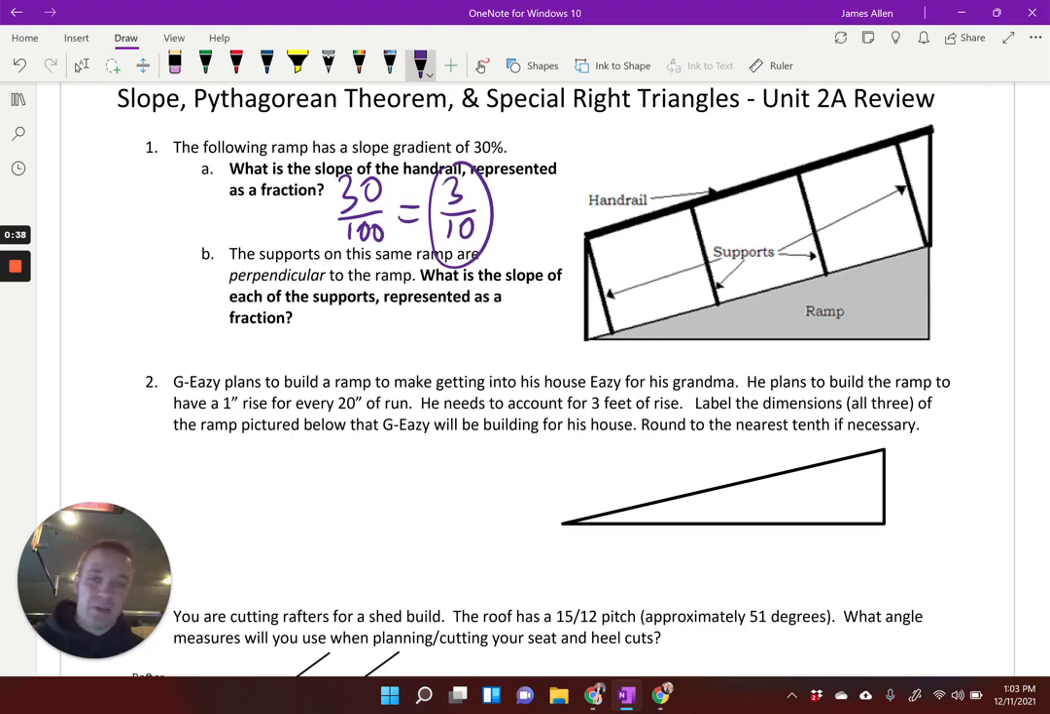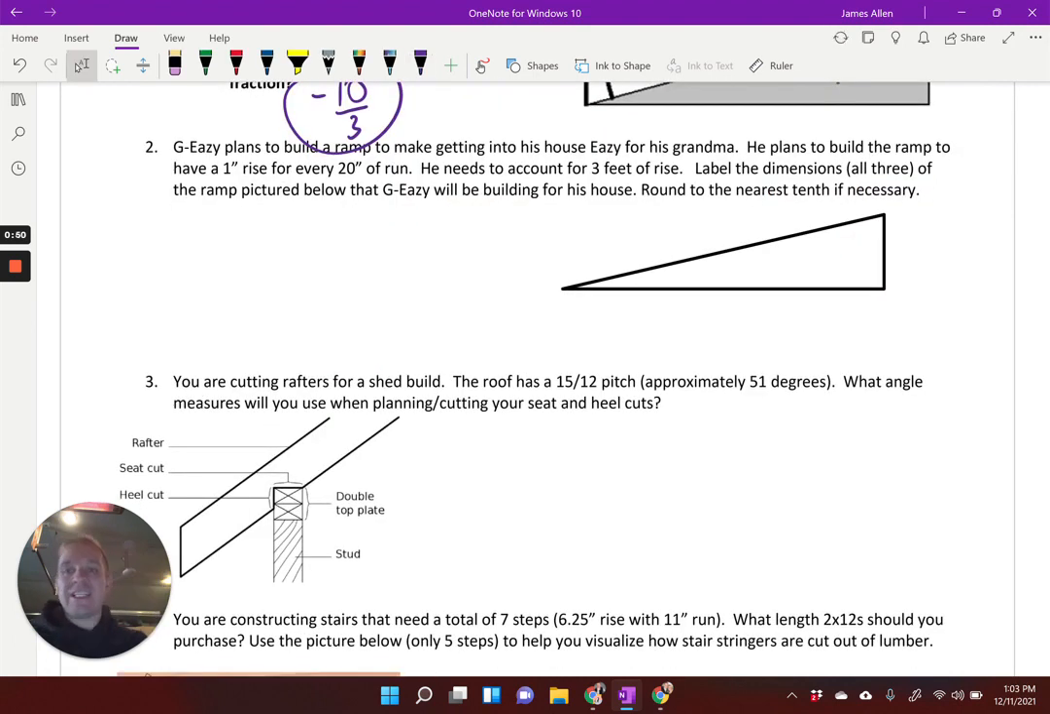What is the slope of each of the supports? They're perpendicular, right? The supports are perpendicular. So we have to do the opposite, which would be negative, and reciprocal, which would be 10 over 3. Done. Final answer. Awesome. All right. We're cruising.